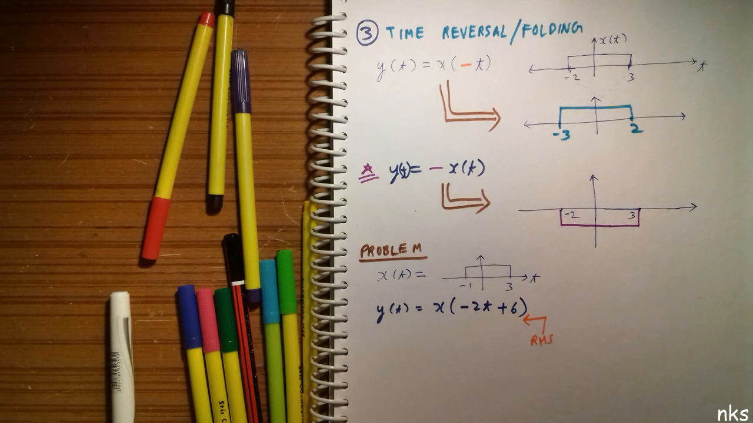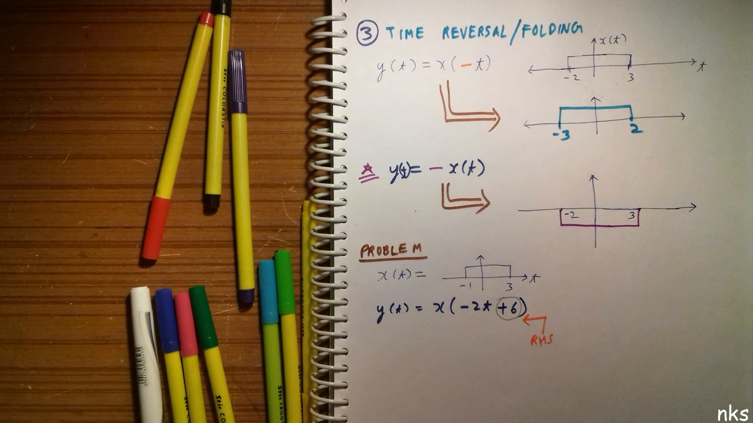So first in RHS it is plus 6. So I have told you, if it is plus 6, then we have to do minus 6. So 3 minus 6, minus 1 minus 6. So what are the new points? Minus 7 and 3 minus 6 is minus 3.